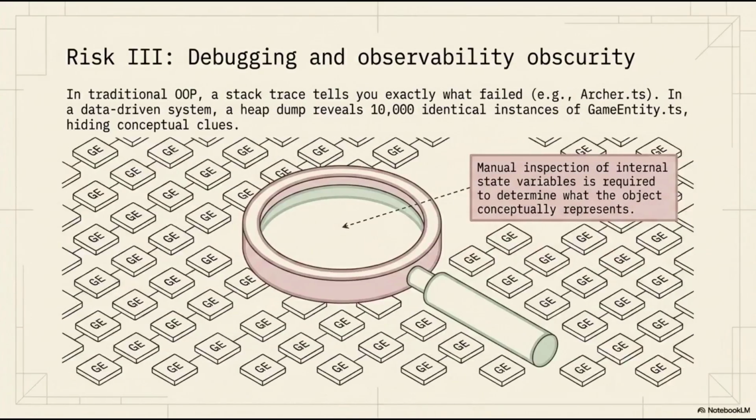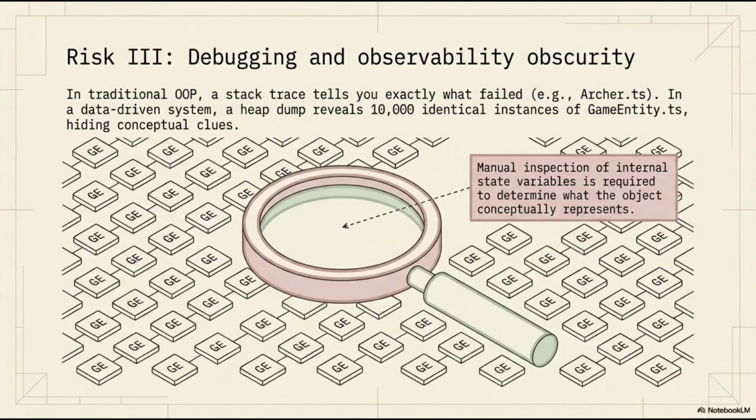Risk 3 addresses debugging and observability obscurity, a significant challenge in modern systems. While traditional object-oriented programming often provides clear stack traces that pinpoint exactly where a failure occurred, for instance in a specific file like archer.ts, data-driven systems present a different scenario.